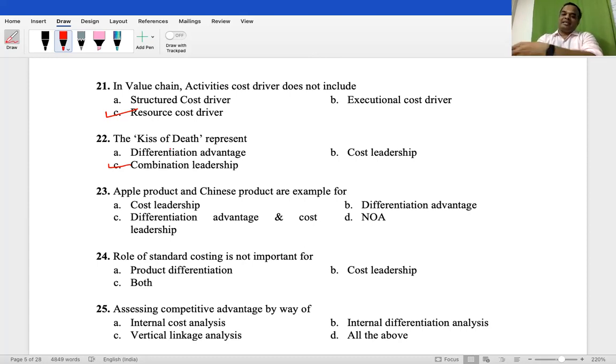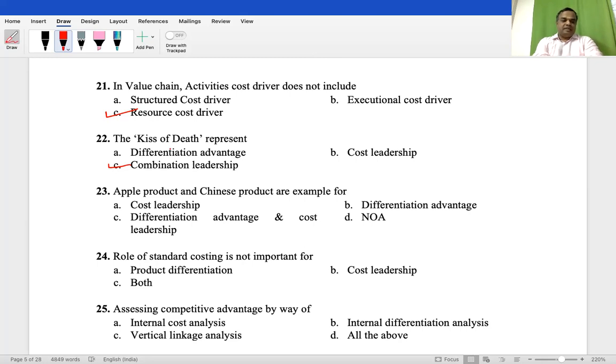Accordingly, I can sustain in the market. Whereas in low cost advantage, which is cost leadership, by reducing the price or cost, I can survive in the market. So it is advisable for the company to go either for low cost advantage or differentiation advantage. The combined part, the intersection, is called combination leadership. That particular part is called the kiss of death.